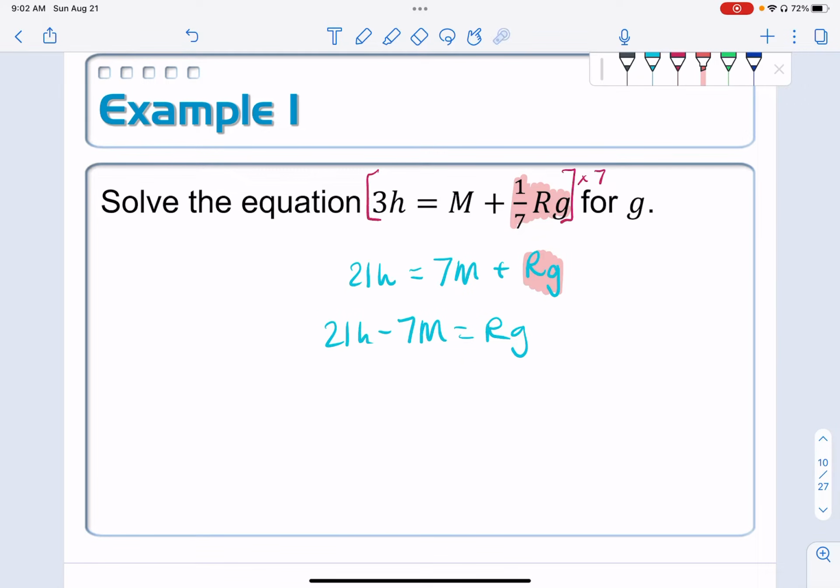All right, now we're just about there. The last thing that we have to get rid of is the big old R that's being multiplied times G. It's being multiplied, so for us to get rid of it, we're going to divide it to the other side.